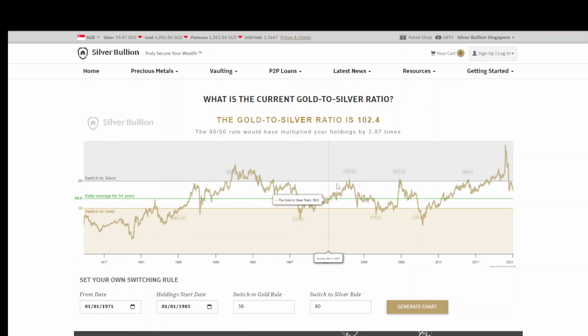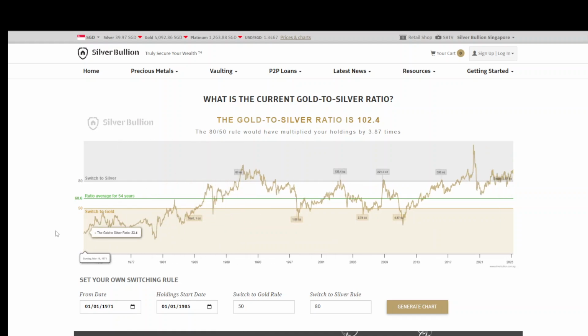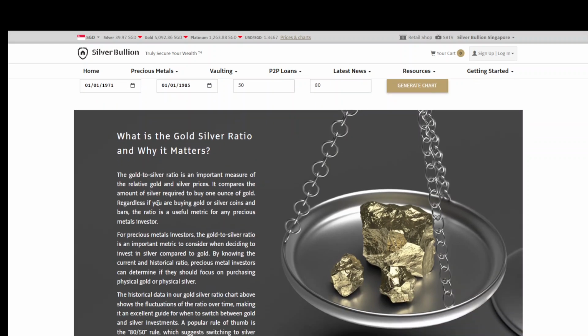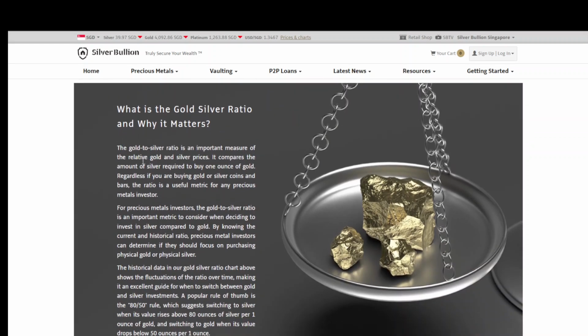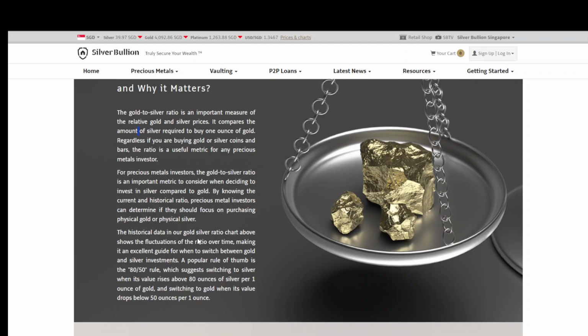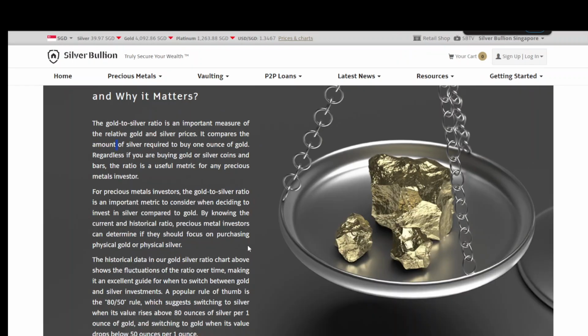Okay, firstly, we need to know that the gold silver ratio is basically taking the price of gold divided by silver. And this ratio matters because it's an important measure of the relative gold and silver prices. So what is the amount of silver that is required to buy 1 ounce of gold? So this is an important metric to consider when deciding whether to invest in silver or gold. By knowing the gold and silver ratio, you will know which one you should focus on.